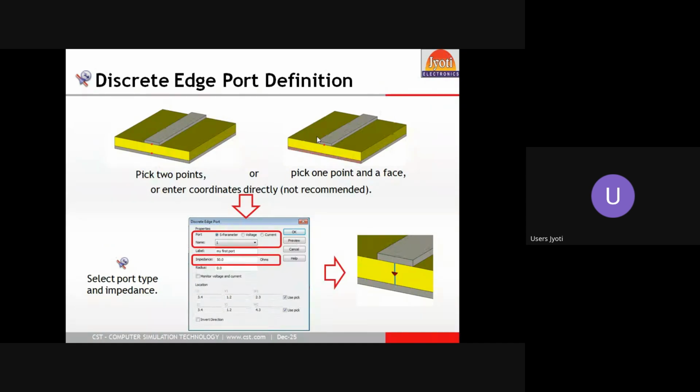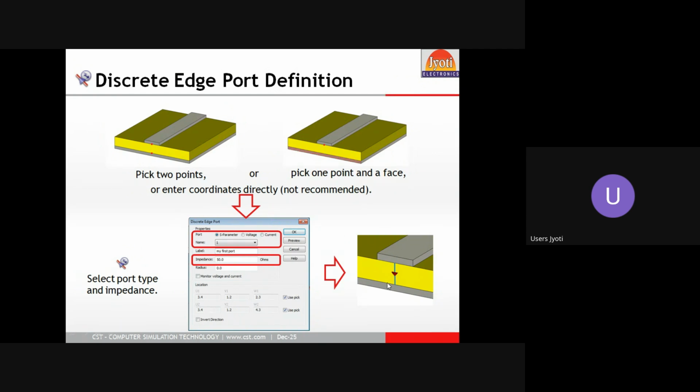For a discrete port, if you want to design a discrete port, then you have to select one point in positive and one point in negative. Also, you can go with one point in positive or directly select the negative surface. And after that, click on the discrete port. You can see it looks like this.